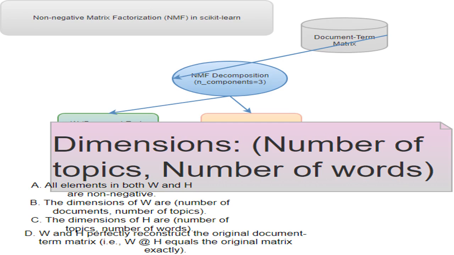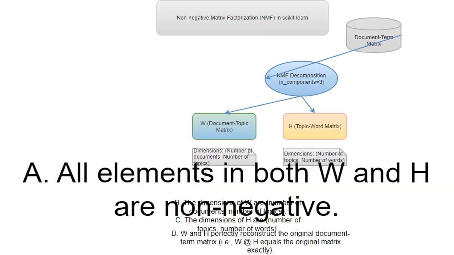This means H has a row for each ingredient category and a column for every ingredient. Because of the nature of NMF, all the numbers in both matrices will be 0 or positive, no negative values. It is like saying you can't have a negative amount of an ingredient.